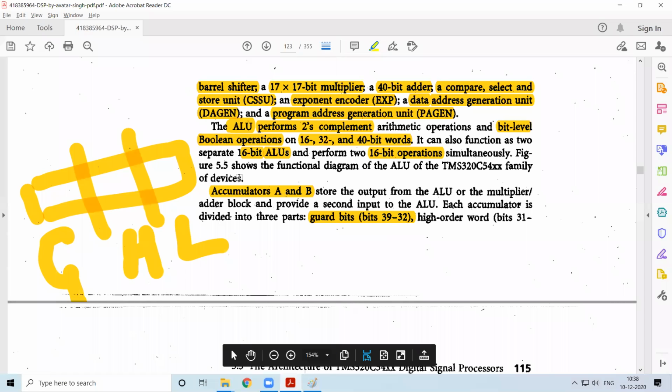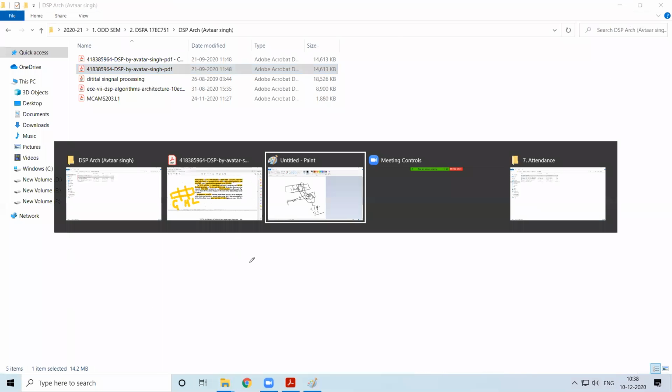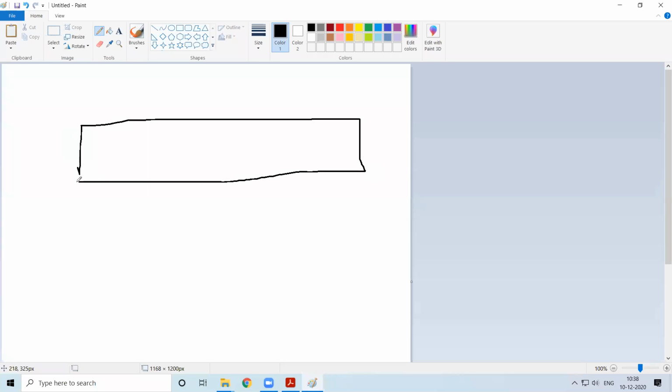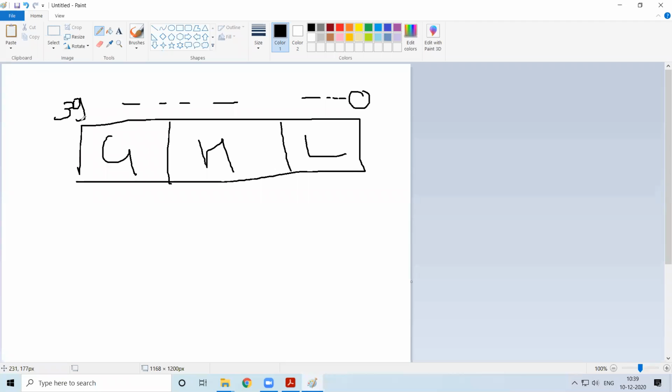So if I start numbering, if I come to this part, I'll just confirm it in this form. This is for guard bits, this is for higher order bits, this is for lower order bits. If I start the numbering indexing from this point, up to 40 bits, it implies 0 to 39. So this will be the last bit, pertaining to the 40th bit. Here I have 8 bits as guard bits. And this will be 32.